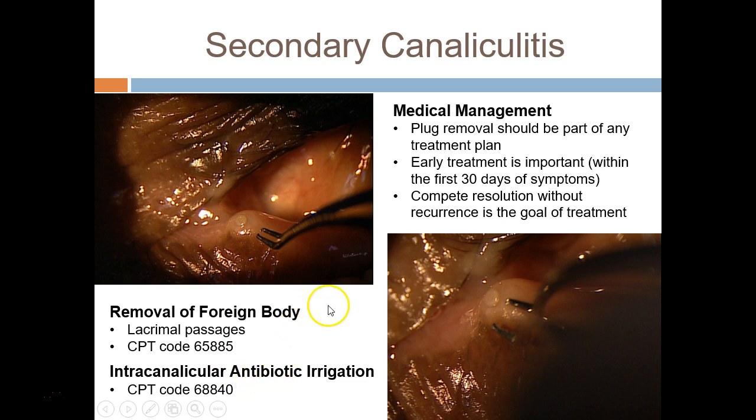It just kind of depends, to me, on whether I put the plug in or somebody else put the plug in. If I put the plug in 6 months ago, I'm not going to charge Medicare or anybody else to take it out. If somebody else put the plug in and I got to fix it, okay, well then I'm using this procedure code because that's how I'm fixing it. So that's kind of some good examples to me on secondary canaliculitis.